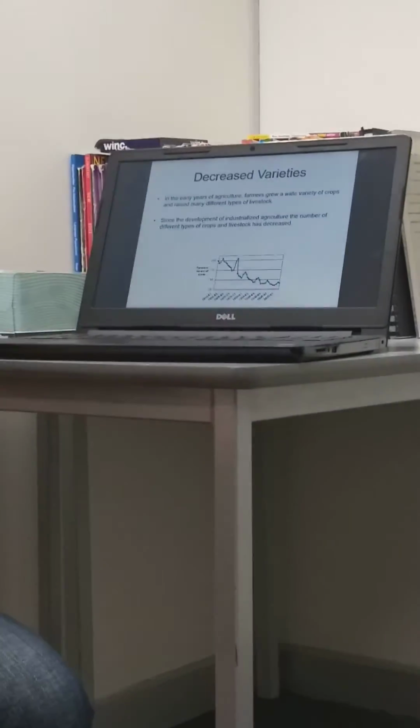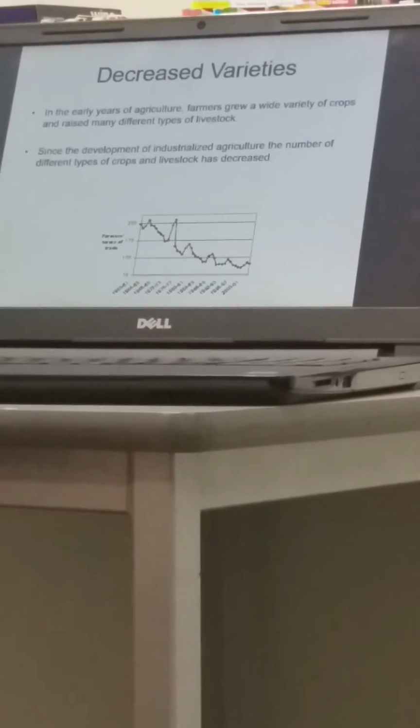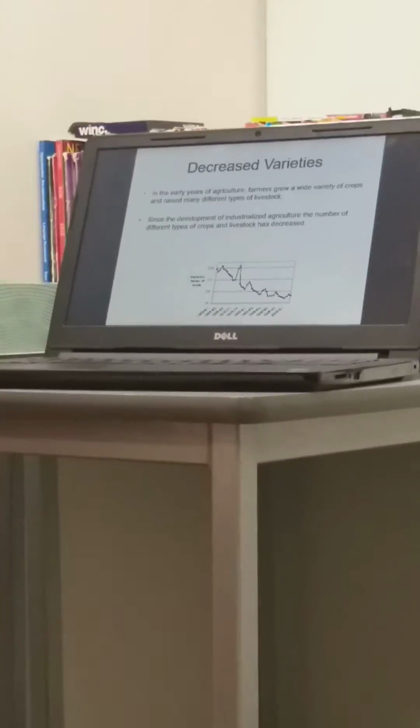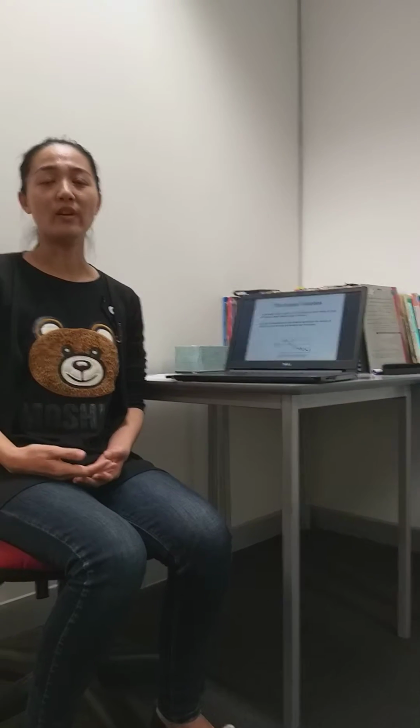The first one is decreased variety. In the earlier years of agriculture, the farms grew a variety of crops and raised many different types of livestock. But now, with the developing industrialized agriculture, the number of different types of crops and livestock has decreased because they want to use an effective way to grow the crops and livestock.